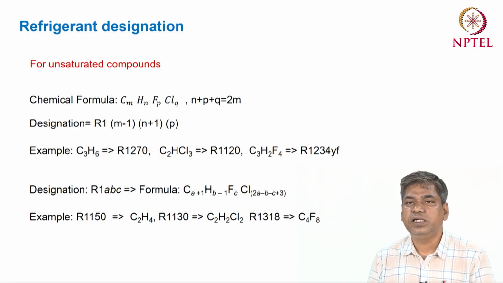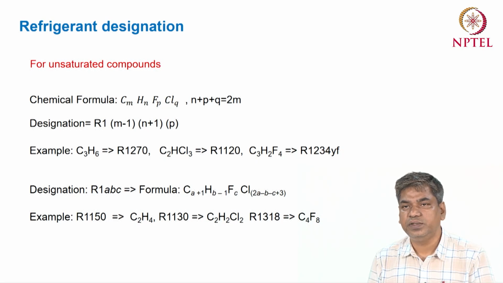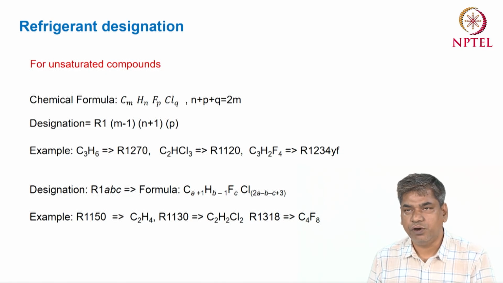Similarly, if you take R1130, for this case the chemical formula will be C(A plus 1), that means C2H2Cl2. Similarly, if you take R1318, this will be C4 and F8. H is 0, so C4F8 is the chemical formula for the refrigerant R1318.